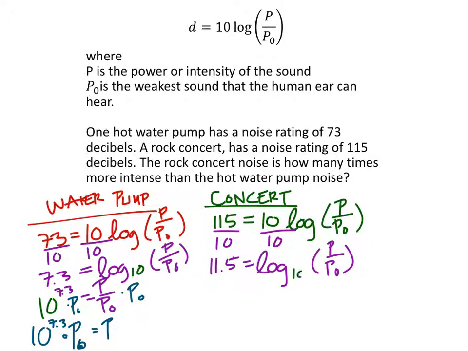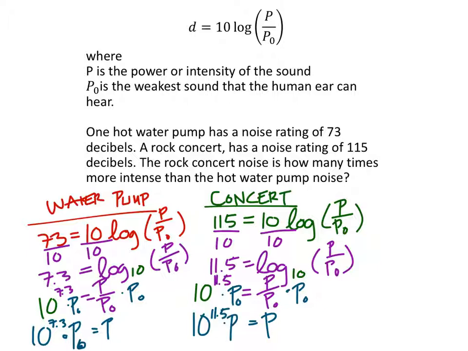And I do want to show that base 10 of the log because it is a common log, which allows me then to change this into an exponential form. 10 to the power of 11.5 equals that P over P sub 0. Again, that's just changing a logarithm into an exponential form. What I need to do now is multiply both sides by P sub 0, which will give me P, which is the intensity. So the P would equal 10 to the power of 11.5 multiplied by P sub 0.